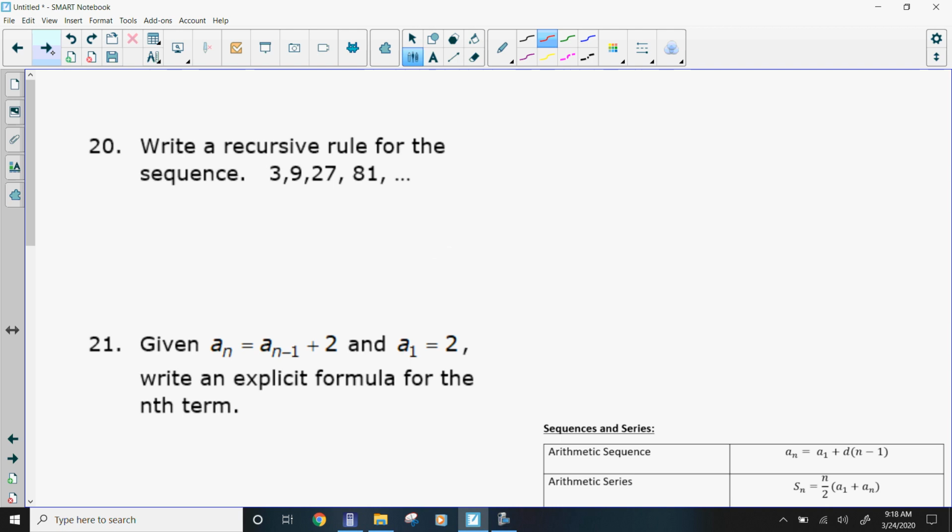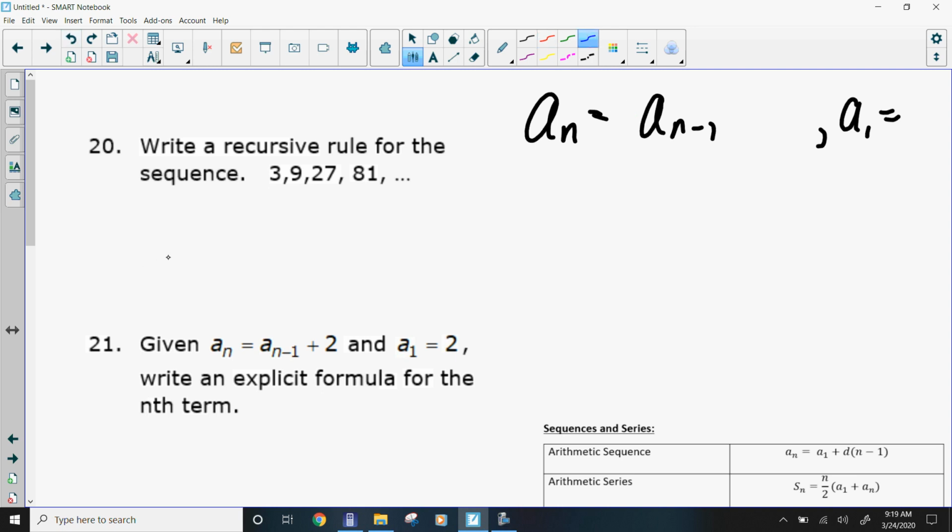Okay, recursive rules. So the big thing about a recursive rule is you got to have a couple parts to them. So you got to have a part that says a sub n minus 1, and then you also have to tell me where to start from. So that's our basic formula. Now, depending on what type of formula it is, if it's arithmetic, we're just going to add the common difference. But if it's geometric, geometric is multiply, so we're just multiply by r. So it just depends on what type it is. But no matter what, you always follow that format.